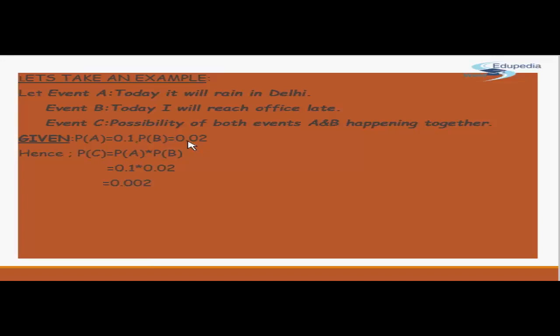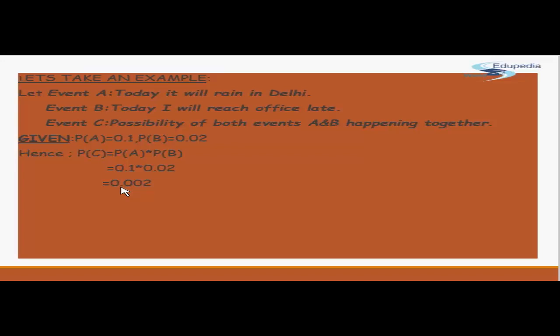Now if you want to find the probability that both of these events are going to happen, although these events are independent, what is the chance that both of these might just happen? In order to find that, we basically multiply the probabilities, that is, probability of A multiplied by probability of B, and we get 0.002. That is highly unlikely. It is unlikely that it might rain and you might reach office late. So this is how we find out the different probability.